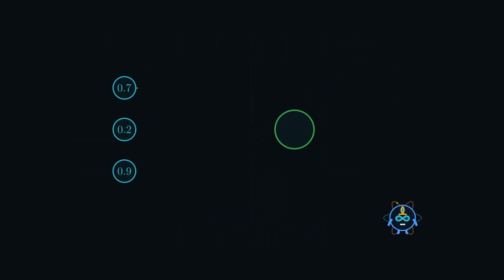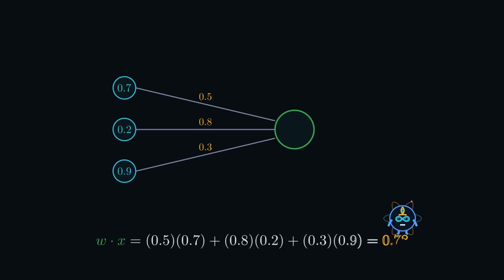And here is why this episode matters. A neuron takes its inputs, multiplies each by a weight and adds. Multiply matching parts. Add. You have seen that recipe before. It is a dot product. The weights vector dotted with the input vector, 0.78. Every neuron, in every layer, in every network you have ever used, is asking one question. How much does this input agree with my weights?